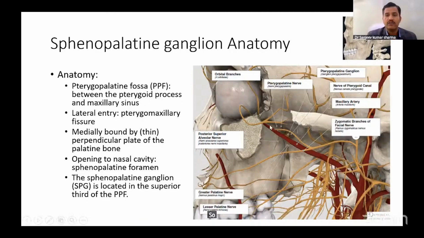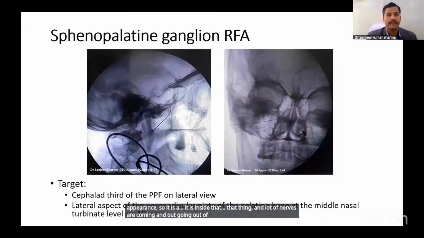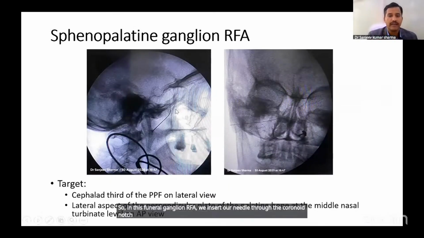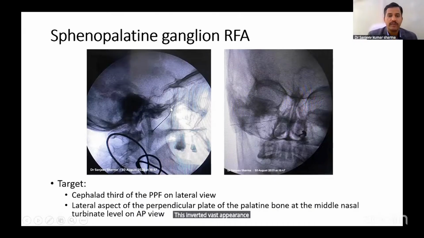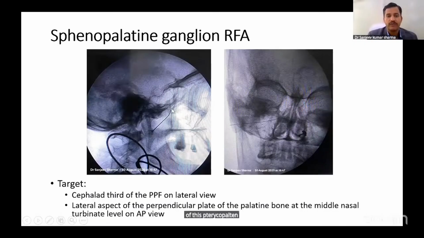So we can see the sphenopalatine ganglion is over here. It is inside the pterygopalatine fissure area, this inverted vase appearance. It is inside that, and a lot of nerves are coming and going out of it. So in this sphenopalatine ganglion RFA, we insert our needle through the coronoid notch, and we have to target the pterygopalatine fissure area, this inverted vase appearance. We have to target the superior third of this pterygopalatine fissure area, and we have to go inside.